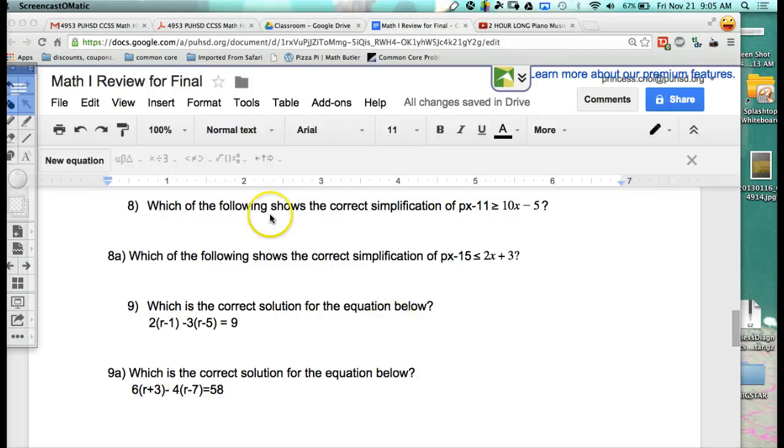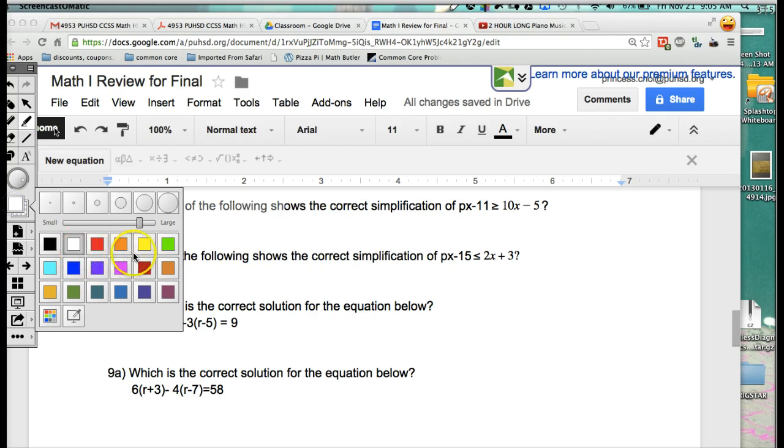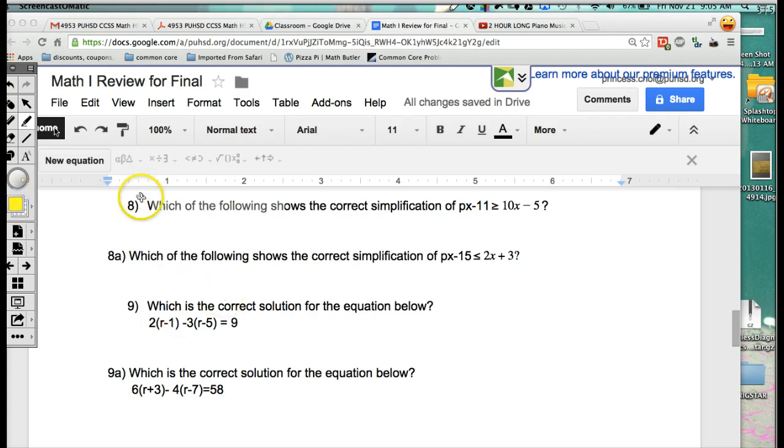Okay, so let's first go ahead and copy question number 8, okay? Because that's what we're doing first. And then you're going to work on, ooh, my highlighter is white. That's why you can't see. Okay, so there you go. Now it's yellow. Okay, which of the following shows the correct simplification of that?